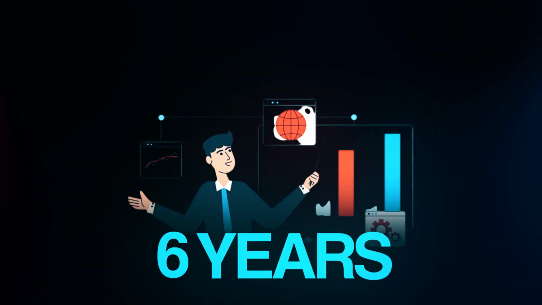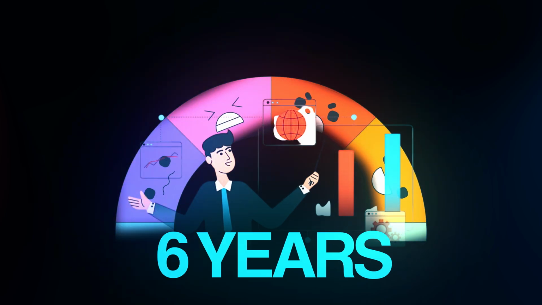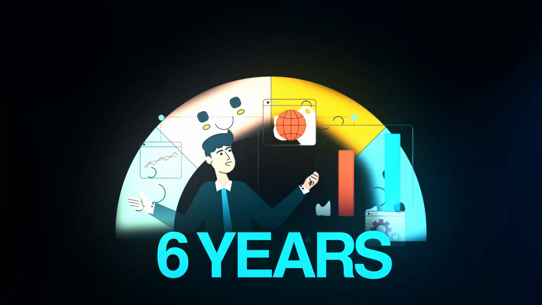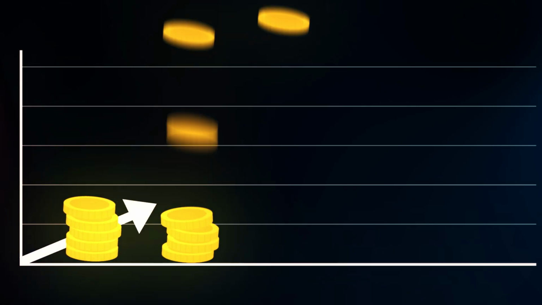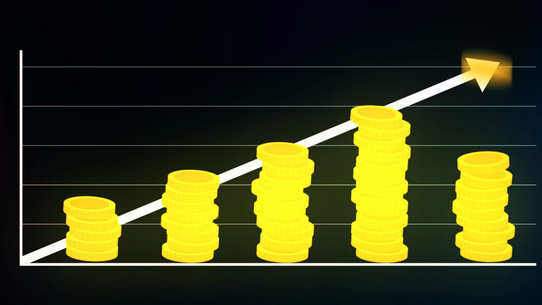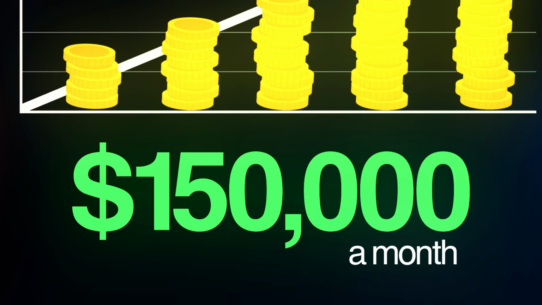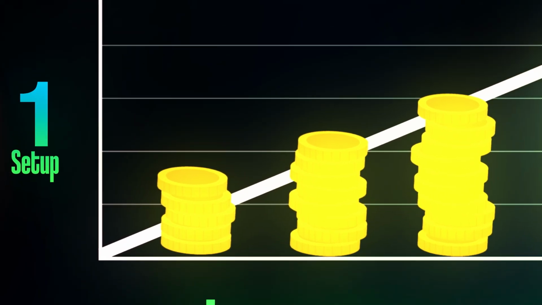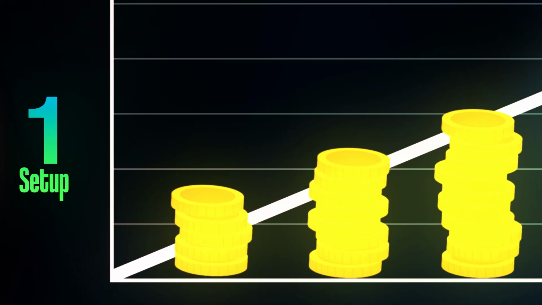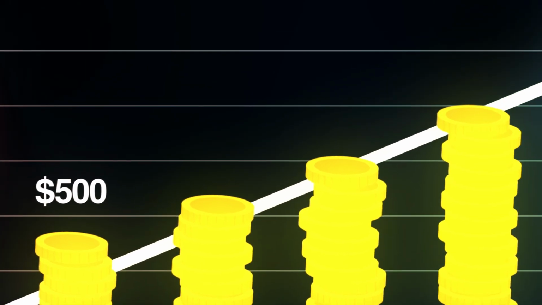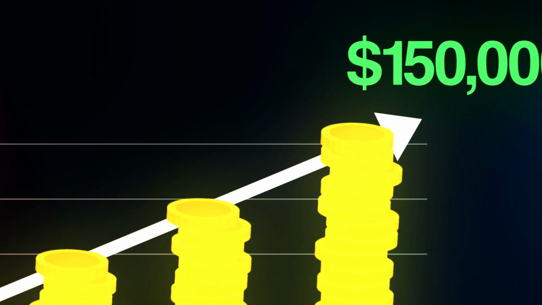I've been trading for 6 years now. The first few were rough, inconsistent, emotional, and full of blown accounts. But once I figured out how smart money actually moves, that's when everything changed. Now I'm pulling in over $150,000 a month, and when I go back to the basics, I always come back to this one setup and a repeatable process that can scale, starting at $500 a day and building from there.